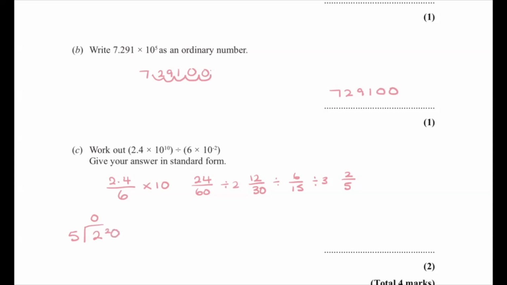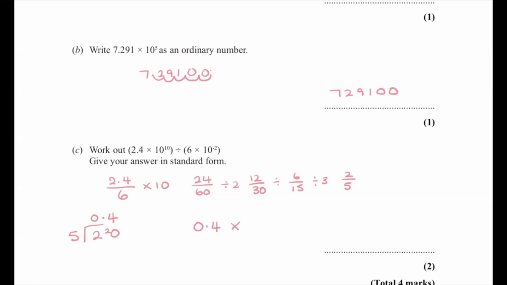Add the 0, add your decimal point at that stage. 5s into 20 go 4. So I've got 0.4 times, and then I've got to do my 10 to the power. So let's quickly look at the powers.